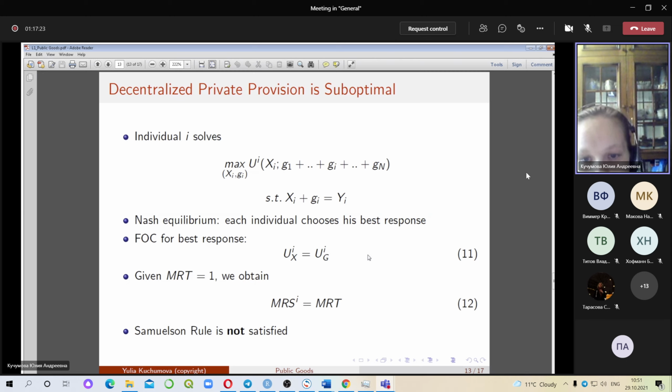Right? But there is no sum here. And we talked about public good. This means that the Samuelson rule is not satisfied. And this means that market provision of public good is suboptimal.